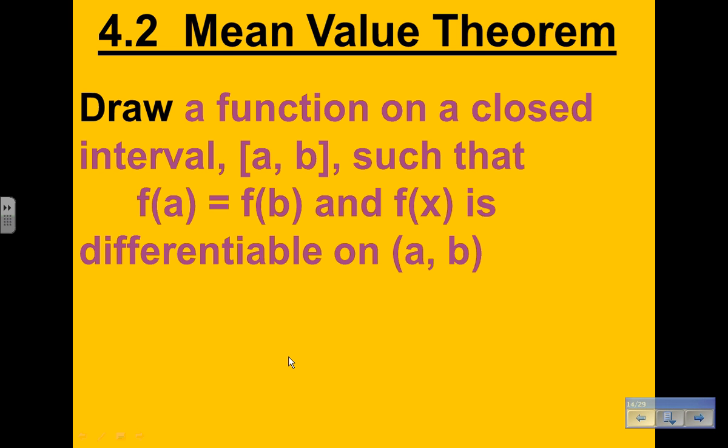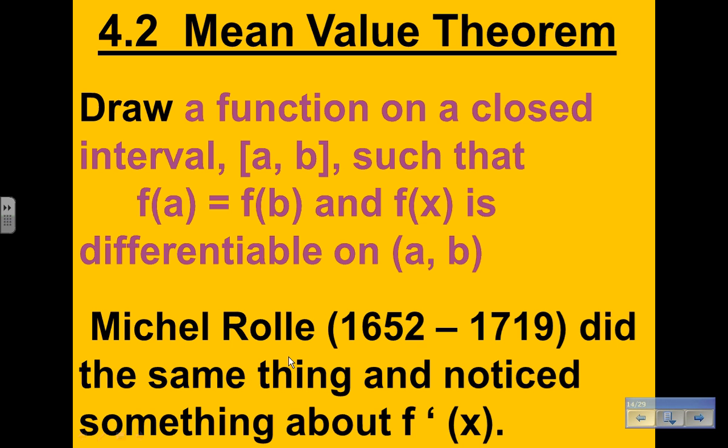So in your notes, draw a function on a closed interval a to b such that the two y values are the same. And f of x is differentiable on a, b, means it's continuous, and it has no sharp points or asymptotes. So draw a picture, and the y value should be the same. You can have a straight line, a hump, it doesn't matter. So this is known as Rolle's theorem.